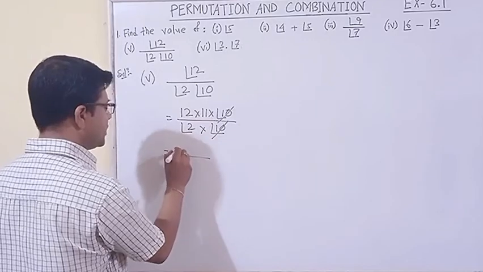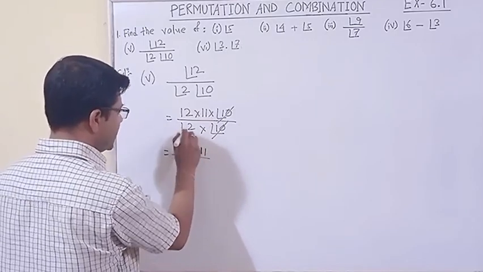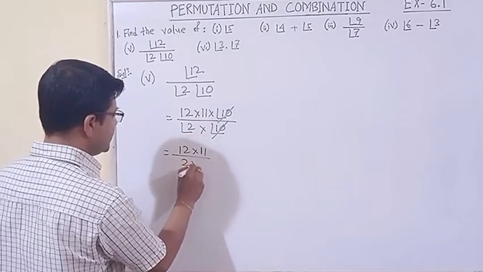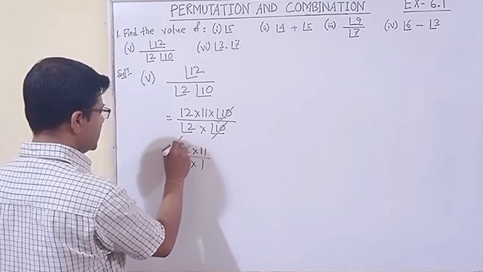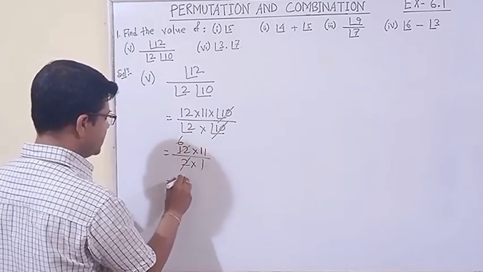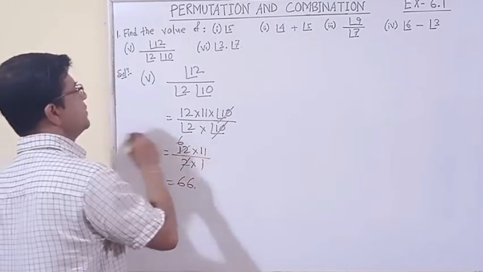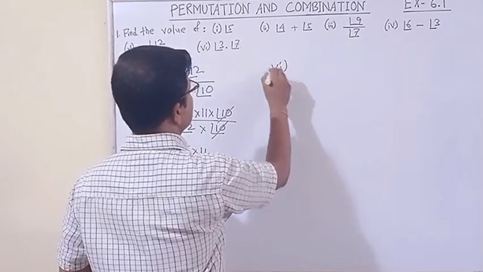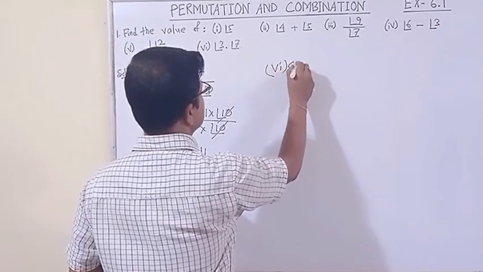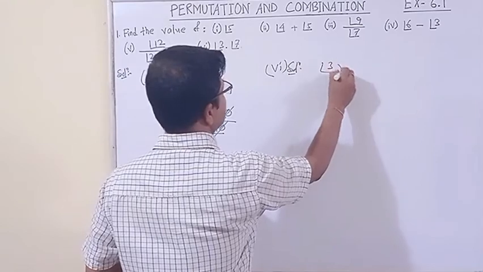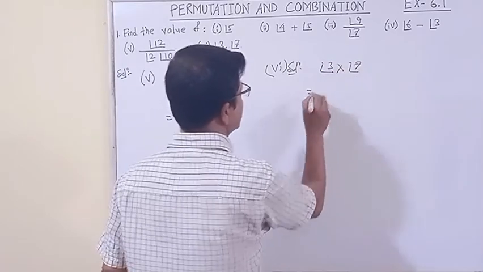Now let us express this factorial 2 in this way, 2 into 1, we can cancel. So what is their product? 6 into 11, 66. You see, a very easy sum. Now this one has quite a lot of multiplication. Number 6, factorial 3 into factorial 7, we have to multiply.